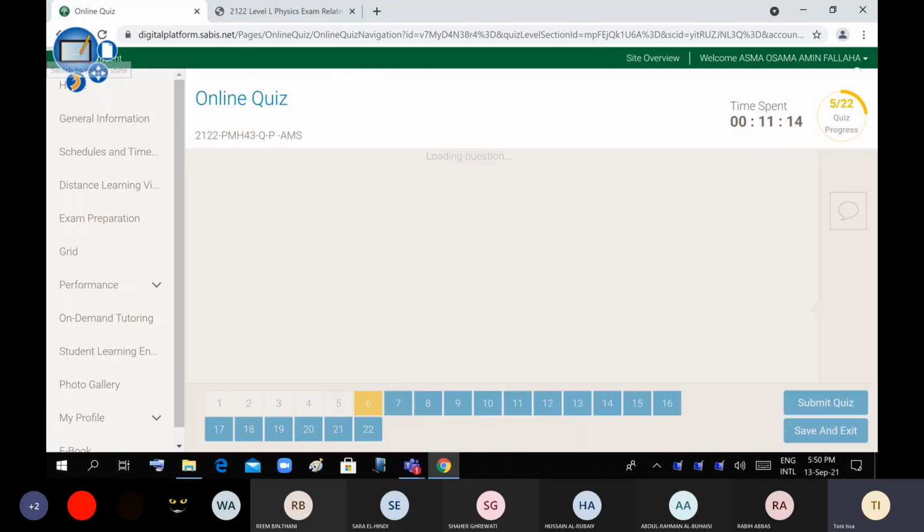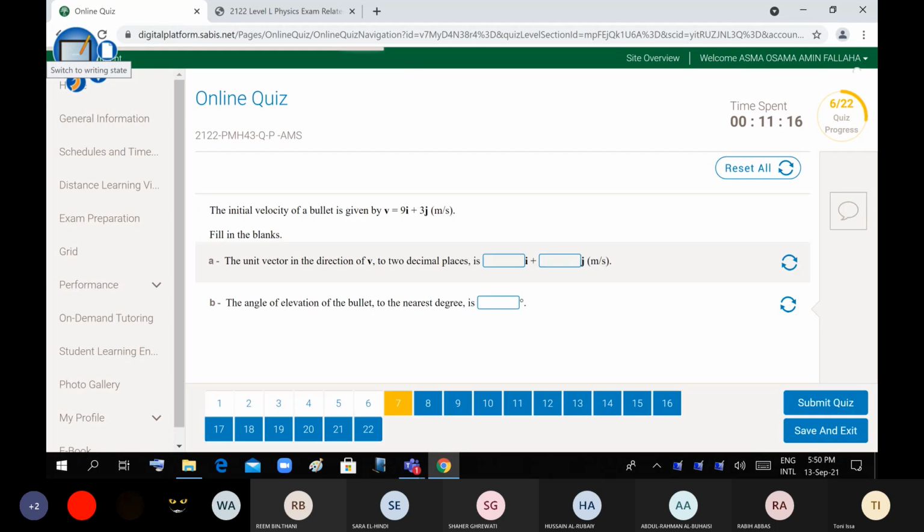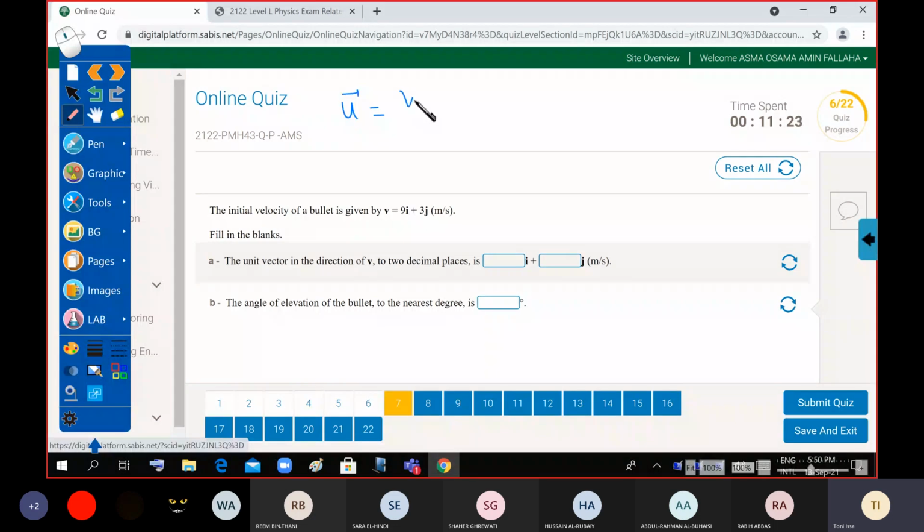Number 7. The unit vector in the direction of v, to 2 decimal places, is... How can I find the unit vector? In order to find the unit vector, it will be the vector itself over the magnitude of the vector. So it will be 9i plus 3j over the magnitude of the vector, which is the square root of 9 squared plus 3 squared. Okay? Once you solve this, this is what you will get.